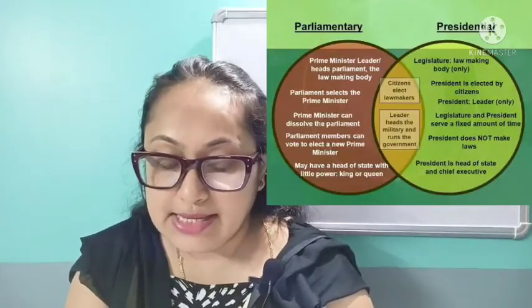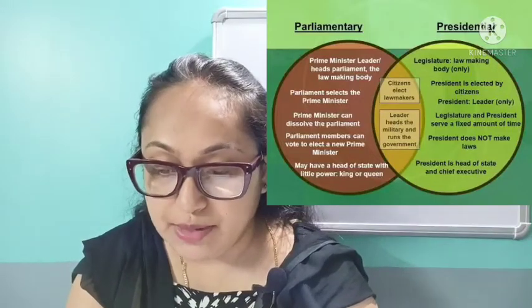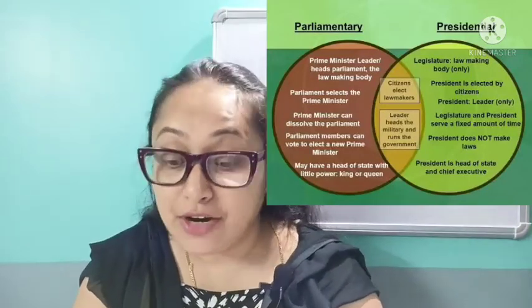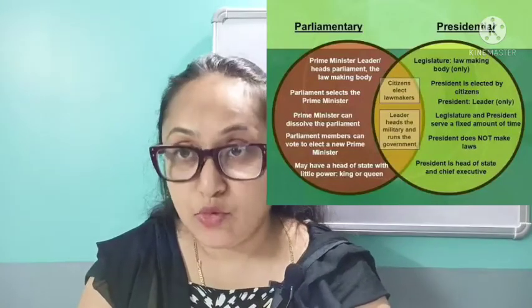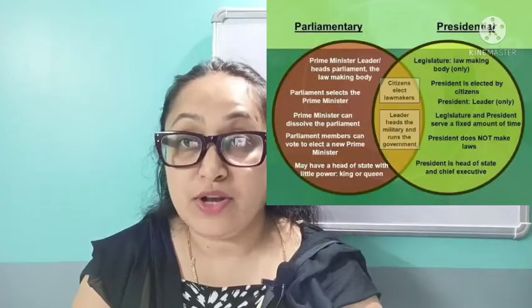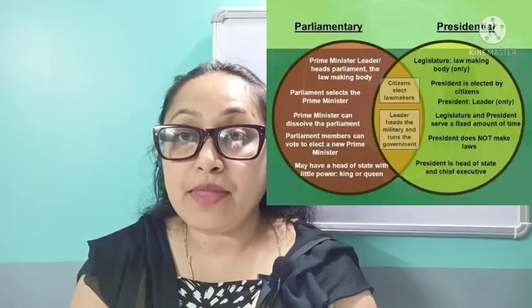If a party has a clear majority in the legislature, the leader of that party becomes the prime minister. That means the head of the government is the prime minister. Now who is the prime minister? Narendra Modi. Which party does he belong to? He belongs to the Bharatiya Janata Party, that is called BJP. Then how did he become the prime minister?